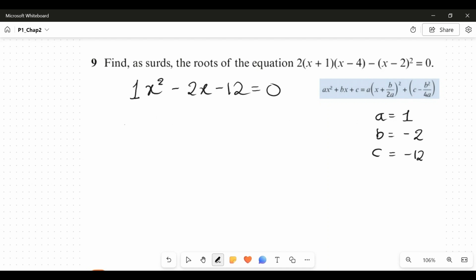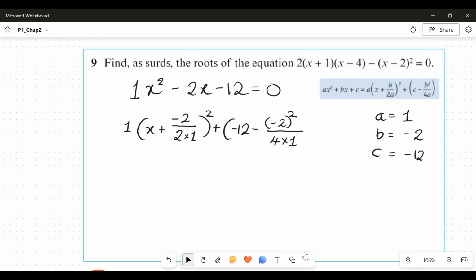So we have a times, so 1 times x plus b, which is minus 2, divided by 2 times a, so 2 times 1, and whole squared of that, plus we have c, the value of c is minus 12, minus b squared. Now the value of b is minus 2, so we have minus 2 whole squared divided by 4 times a, or 4 times 1.